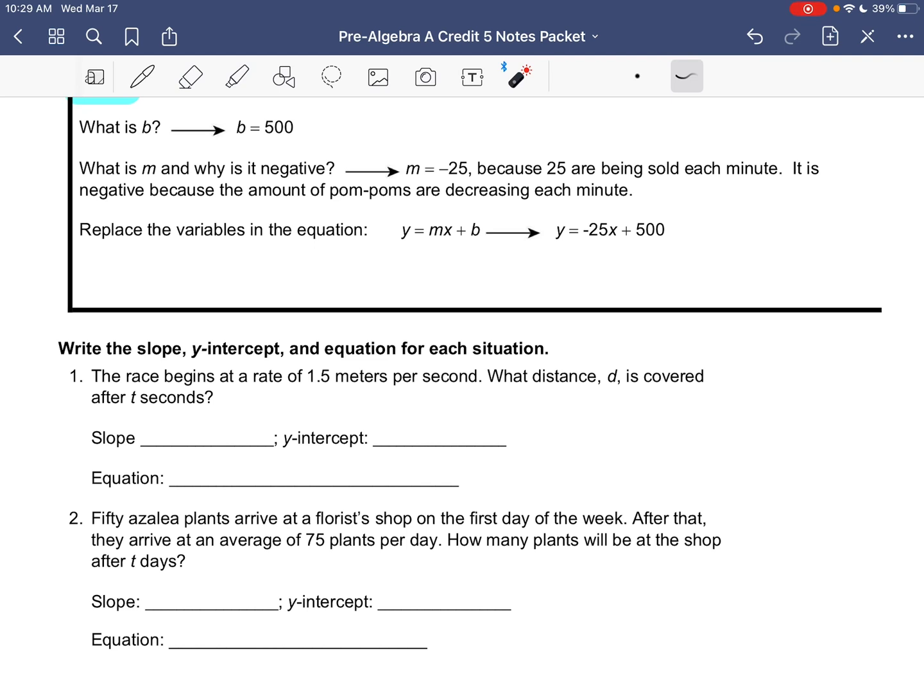For question 1, the race begins at a rate of 1.5 meters per second. What distance d is covered after t seconds? So we do see a rate of 1.5 meters per second. We know that is going to be our slope. So let me just write our slope down. That's going to be 1.5. Now, as far as our y-intercept, no initial value is indicated. So my y-intercept will be 0.